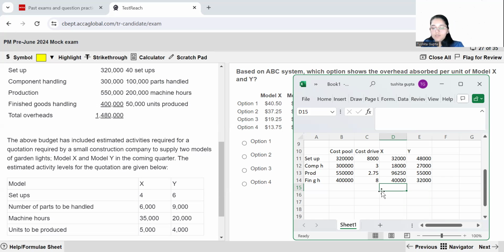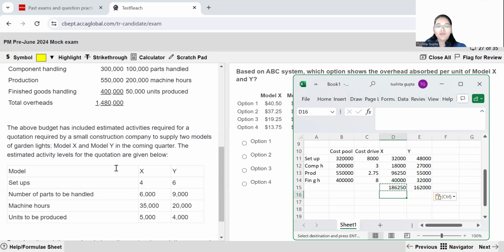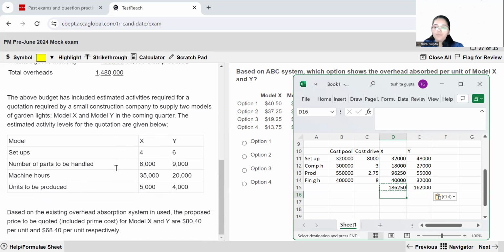Now these are the totals. If you sum all of this up, you're going to have the total. You can copy this to the other cell as well. With this, these are the total costs. Now, if you divide this by the number of units that we are producing, which is 5,000 and 4,000 respectively, you will have the per unit cost. So for model X you're getting 37.25 and for model Y you're getting 40.5.